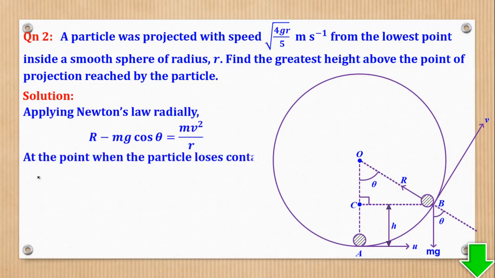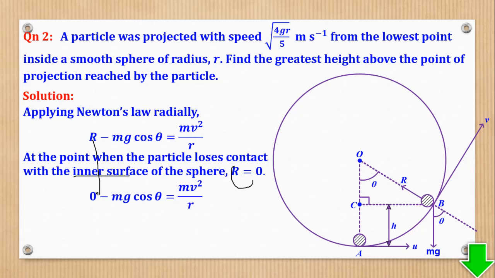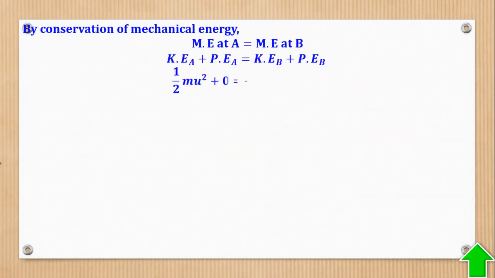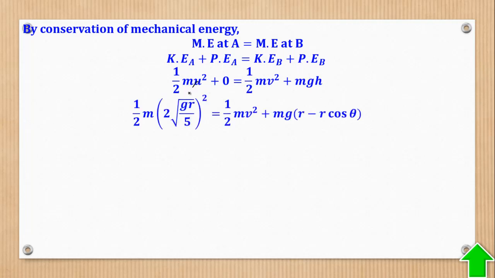So at the point where the particle loses contact with the inner surface of the sphere, R is equal to 0. So we shall come and substitute 0 here, and then we simplify to get equation 1. Then also by conservation of mechanical energy, the energy at A is equal to that at B. So we can substitute for this kinetic energy at A, potential energy at A, kinetic energy at B, potential energy at B. Then you substitute for initial velocity and also for h.